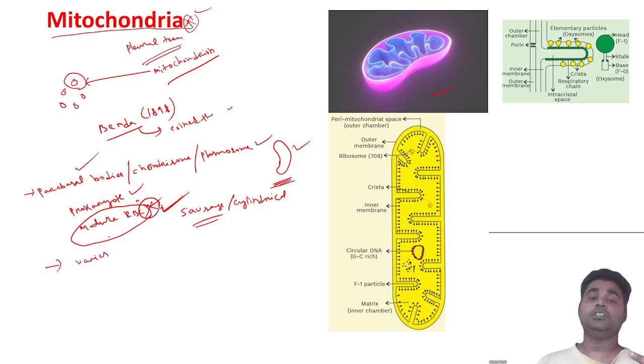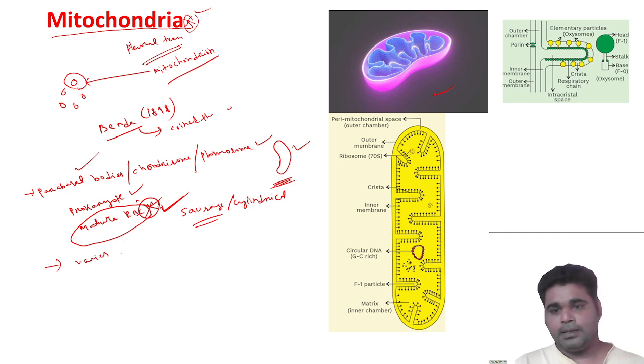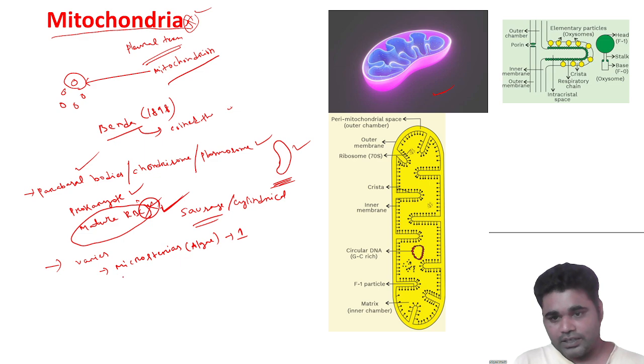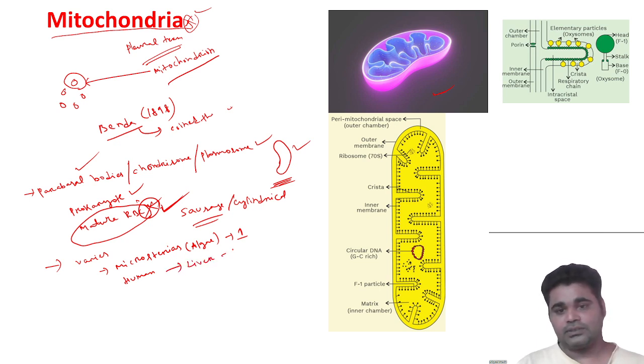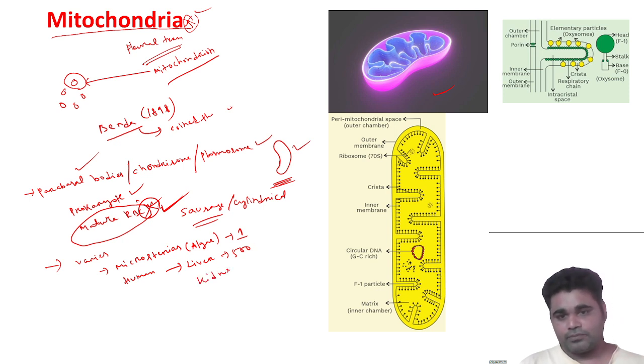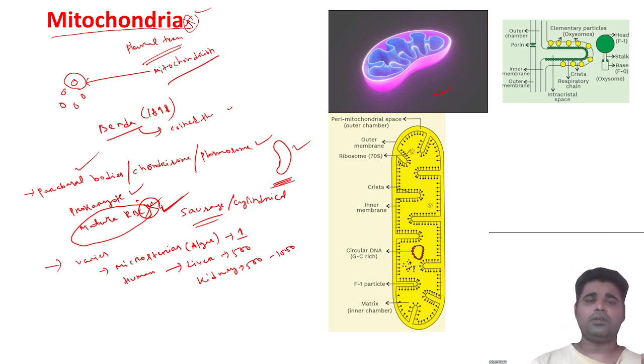based on the different types of physiological activities of the different types of cells. For example, one algae is present that is called Microsterias. It is an algae and it contains only one mitochondria. That means a single mitochondria is present in the Microsterias. For example, in the human, the liver cell contains nearly 500 mitochondria, while the kidney contains 500 to 1000 mitochondria. So the number varies according to the physiological activities of the cell.